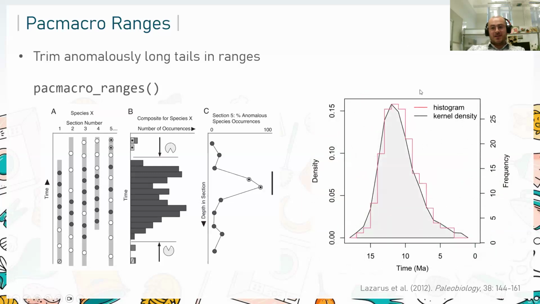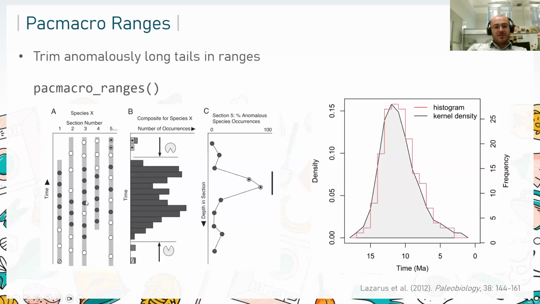And so again, to relate this back to the density curves I mentioned previously, this is the basis for what I called Pac-Macro. So Pac-Man applied to macrofossils or macroecological data, as it were.